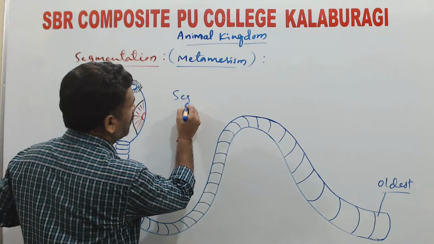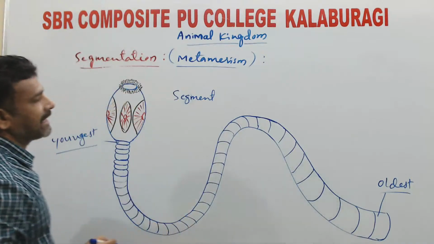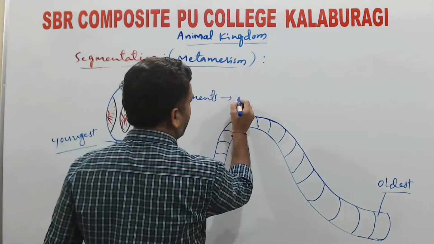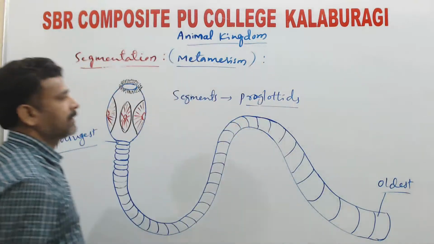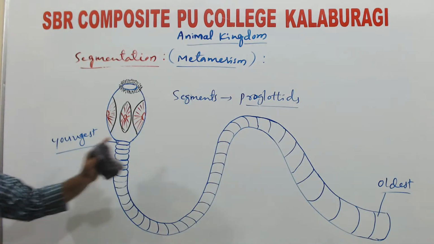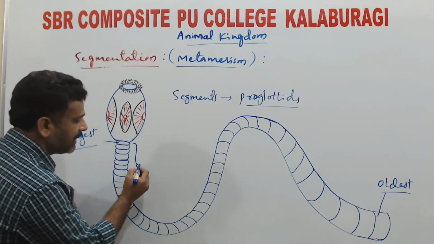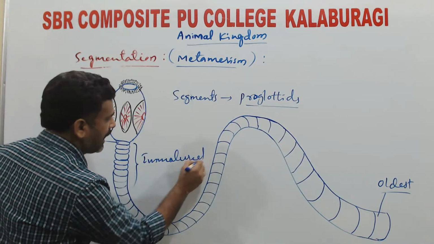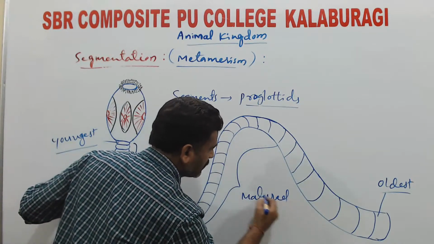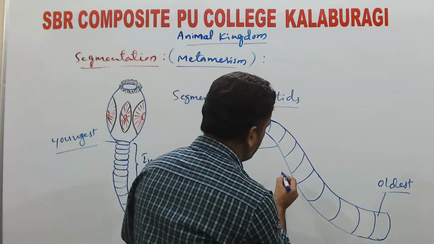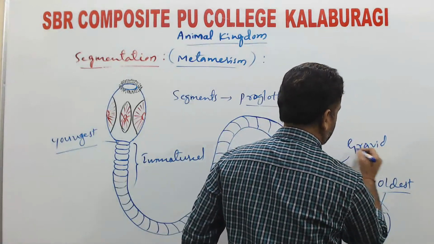But whatever the segmentation we are going to observe here, the segments of these platyhelminthes are referred to as proglottids, not somites, not metameres. These are referred to as proglottids because these proglottids may be of three different types. Whatever the proglottids are at the anterior are immature proglottids, and whatever the middle portion proglottids are, these are mature ones. These are mature proglottids, and whatever the posterior end proglottids are, these are called the gravid proglottids.